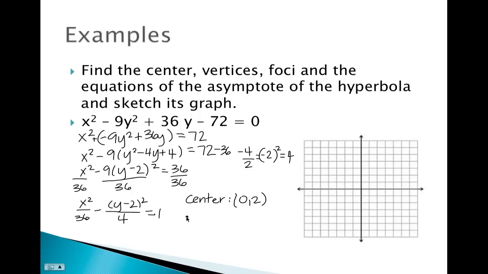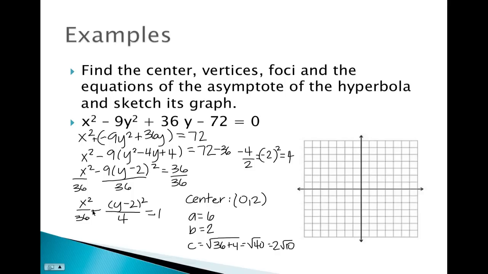And now let's identify what a, b, and c are. So a equals the square root of 36, which is 6. b equals the square root of 4, which is 2. And c equals the square root of 36 plus 4, which is the square root of 40, or we can say that equals 2 square root of 10.